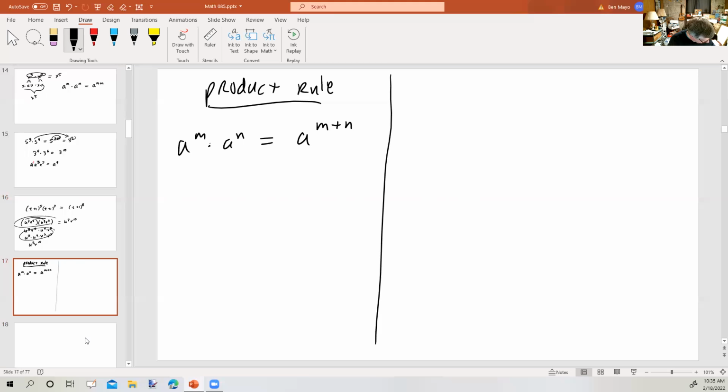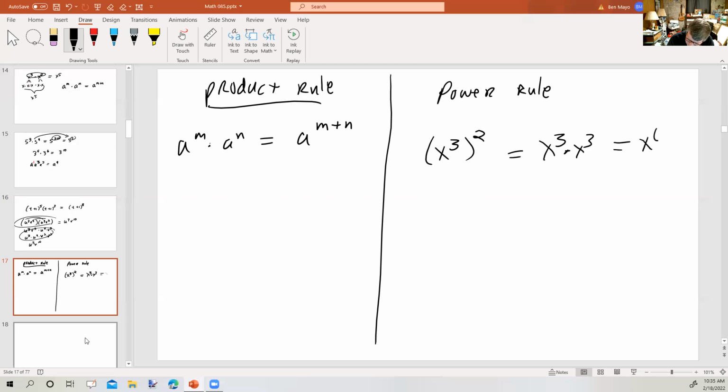In contrast to that, we have what's known as the power rule. This is where we have a power raised to a power. So this says we have what? 2 factors of x cubed. But now it's in the form that we could use the product rule.